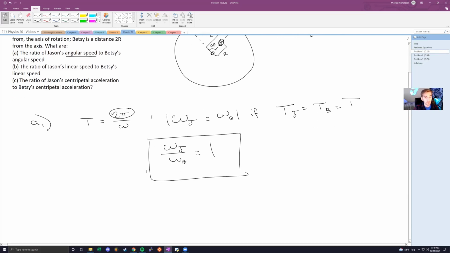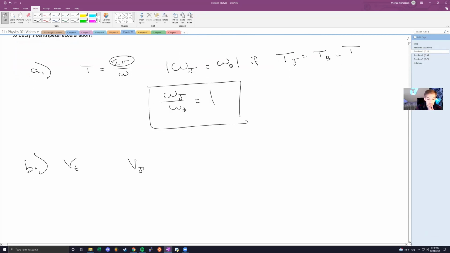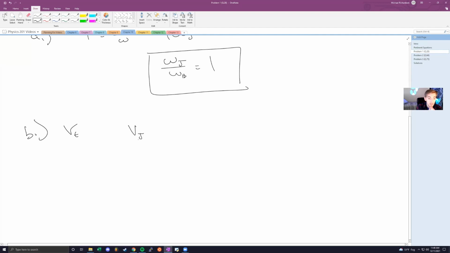Okay. So what about their linear speed, though? So really, this is their v of t. So we're going to find that the tangential velocity of Jason in relation to that of Betsy, well, it's going to be whatever radius that Jason sits at and his angular velocity, because we're not slipping in this problem, so this relationship is true.